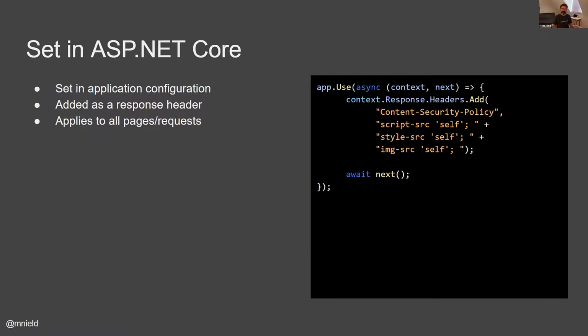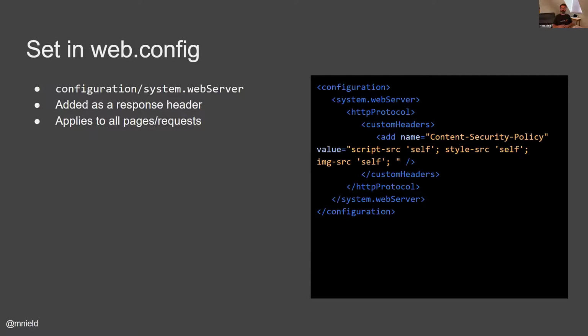If you want to do it in ASP.NET Core, this is a great example of how you can do it in your application configuration. You just do an app use, and then you're adding the response headers into the HTTP context in there, and that will then apply to all of the pages and requests. There are also obviously some NuGet packages you can use that will give you a little bit more control over how this might work. And then there's also web.config. Yay, we all love web.config. You can just go in here into the HTTP protocol and add custom headers inside there. You can also remove ones that you don't want if you want to. And then that again will apply to all pages within the application.